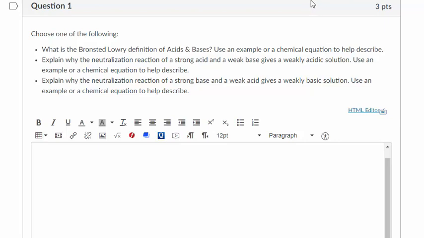Acid-base homework number 1, definitions. I'm giving you a choice as to what to define for your homework. In the quiz, you will be told what to define. So here are some examples of what you could be asked on the quiz.